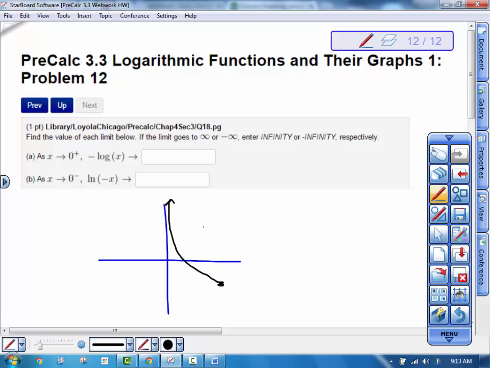And so we can say as x goes to 0 from the right, this thing goes up to positive infinity. They want us to type it all out. I know they're getting picky with these, but make sure you type it all out.